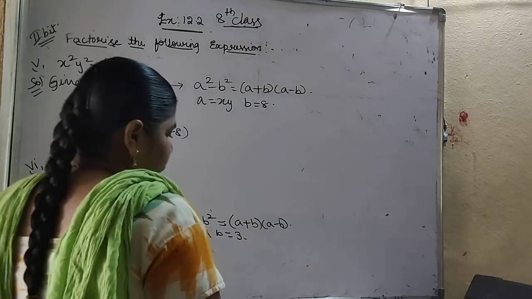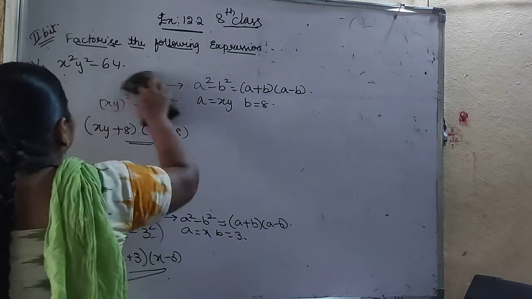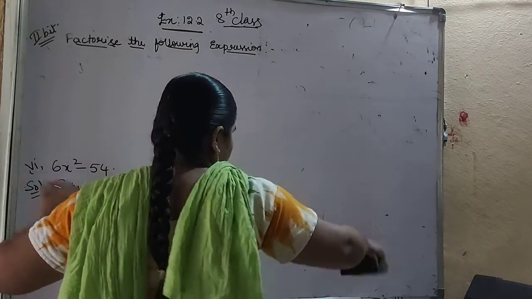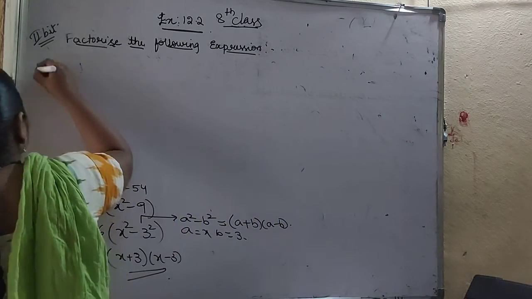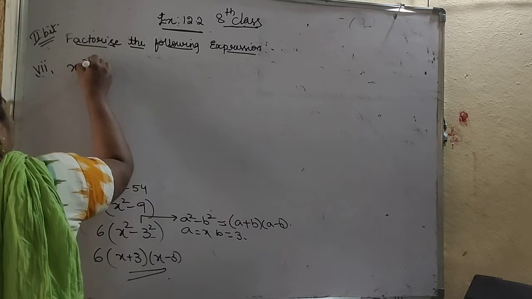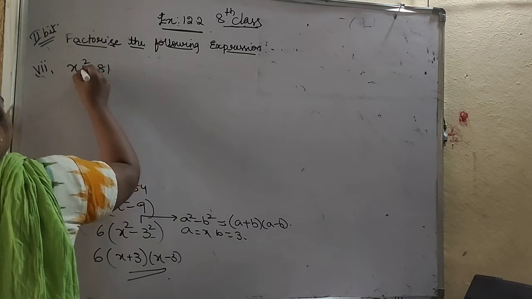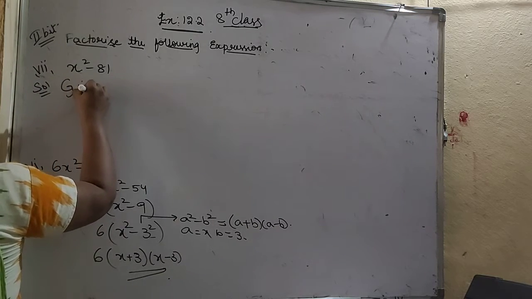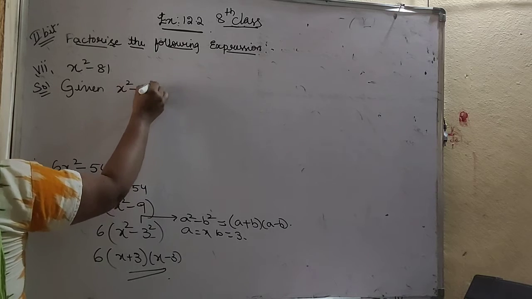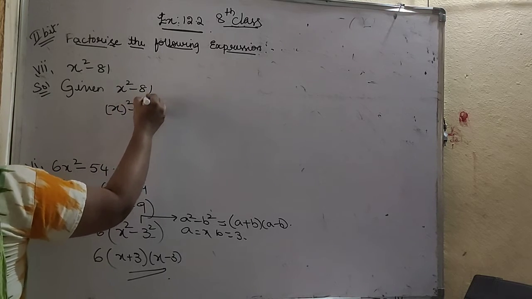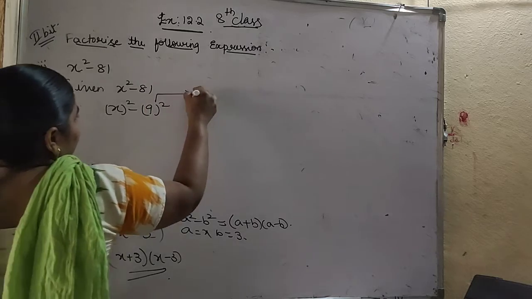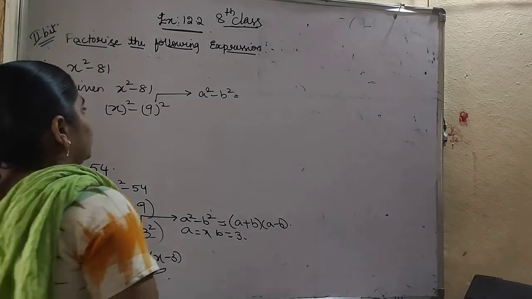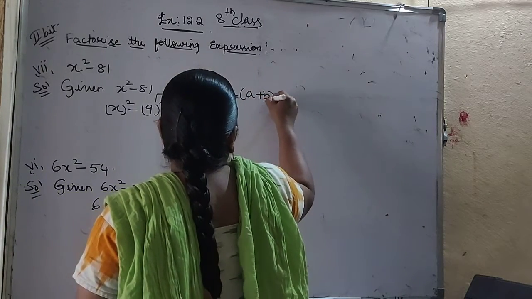Next is the seventh one. x square minus 81. Both are in the form of squares, so there is no need to take anything common. x square minus 81, where 81 can be written as 9 square. So this has been converted to a square minus b square. The a square minus b square formula is what? a plus b into a minus b.